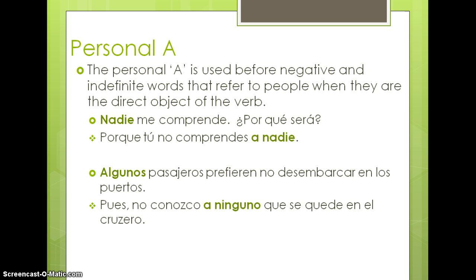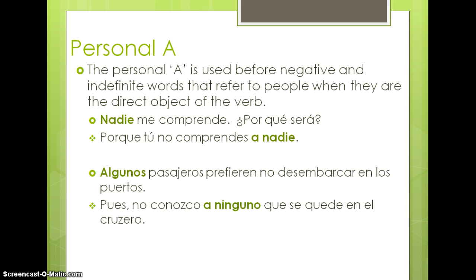Personal a. The personal a is used before negative and indefinite words that refer to people when they are the direct object of the verb. So the little short conversation, nadie me comprende. ¿Por qué será? Nobody understands me. Why is that? Porque tú no comprendes a nadie. Because you don't understand anybody.